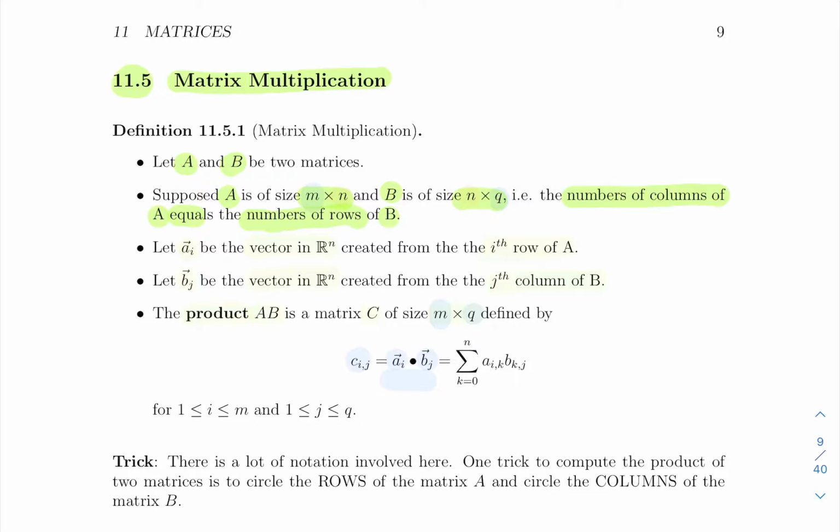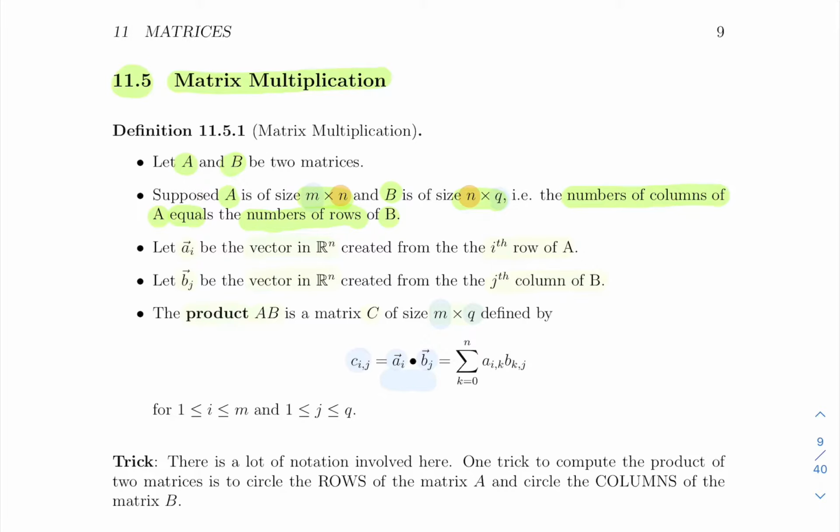So we have a matrix that is m by n, so we have n columns for matrix A, and the matrix B is n by q, so we have n rows. So these two numbers need to be equal in order for the matrix A times B to exist. If not, the operation is not defined.